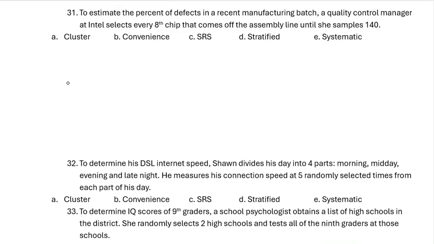To estimate the percent of defects in a recent manufacturing batch, a quality control manager selects every 8th chip that comes off the assembly line. That is systematic. So you do need to know cluster is groups, and then you use one or more of the groups and test everybody within the groups. Convenience, bad. Simple random sample, random number generator, names in a hat. Stratified is groups, and then a little bit from each group.